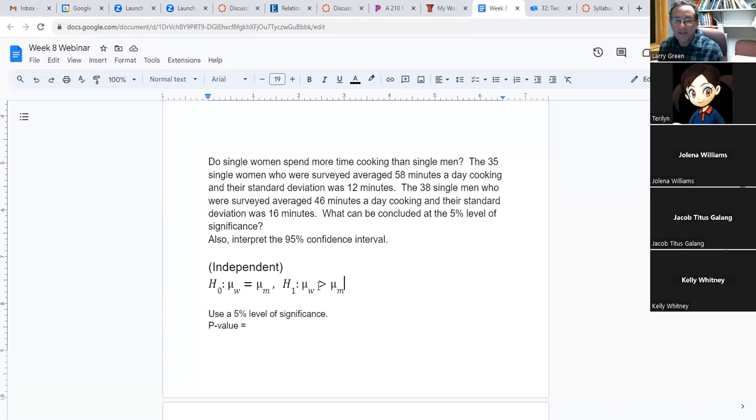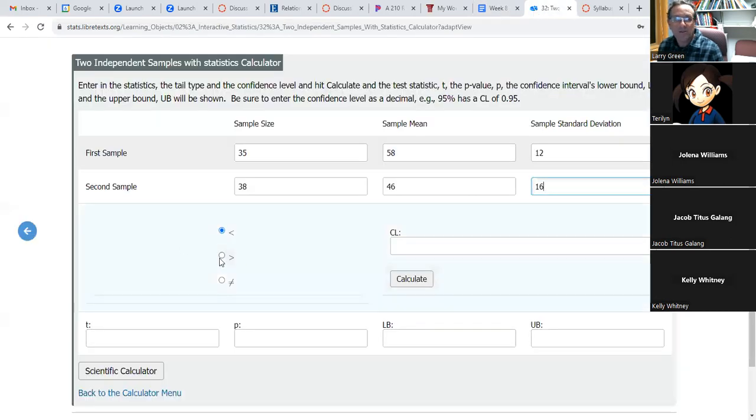Notice our H1 had a greater than, and we want a 95% confidence interval. So I'm going to use greater than, and CL will be 0.95. Any questions at all on entering it into the calculator? All right, then I hit calculate.